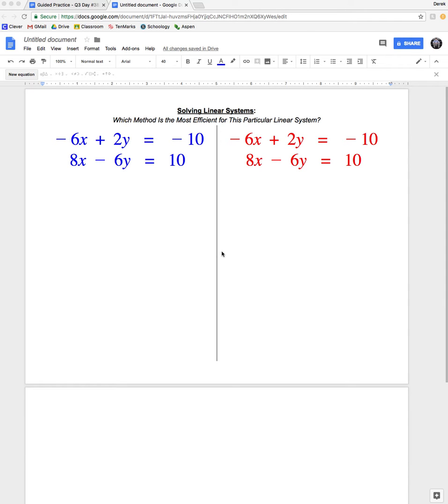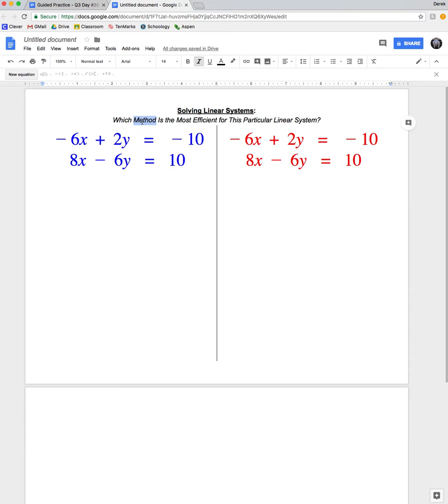In this video, we're going to look at the most challenging linear systems. Those linear systems that will require the most work in order for you to find the common solution. Here, we've shown the same linear system twice, once in blue and then again here in red. I want you to take a look at this linear system and think to yourself which method would be most efficient for me to use in solving this linear system.